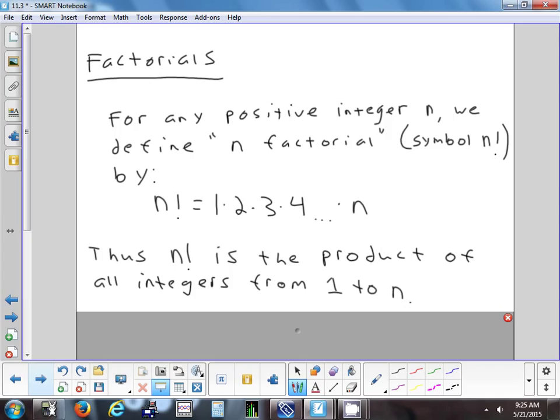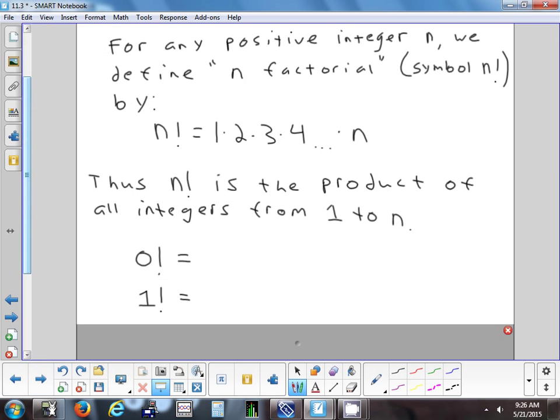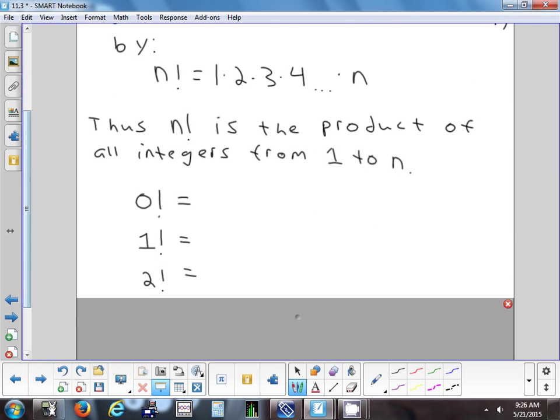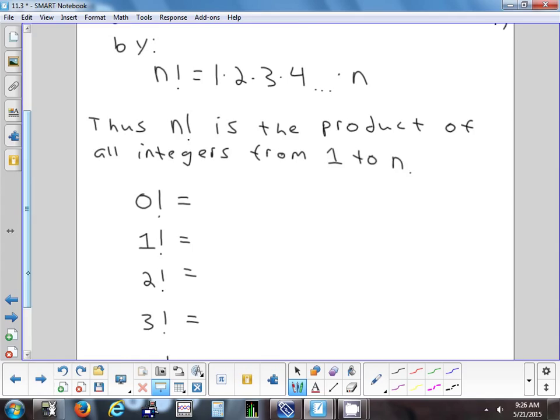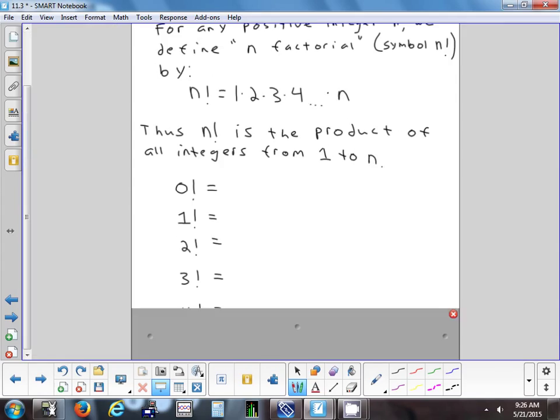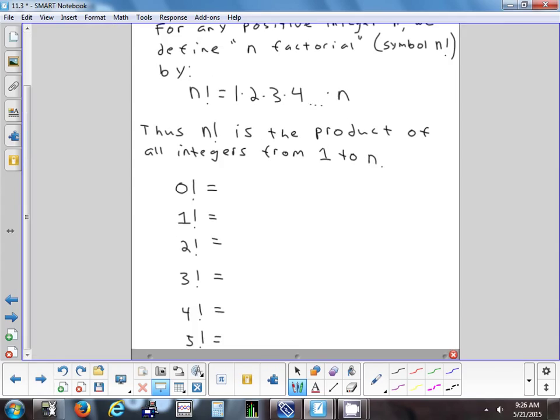Factorials get very, very big very quickly. They grow even faster than an exponential function. Like if you took a number and tripled it each time, that's nothing compared to a factorial. All right, so let's try doing out a couple factorials, and then we'll talk about 0 factorial, because that's a little weird.